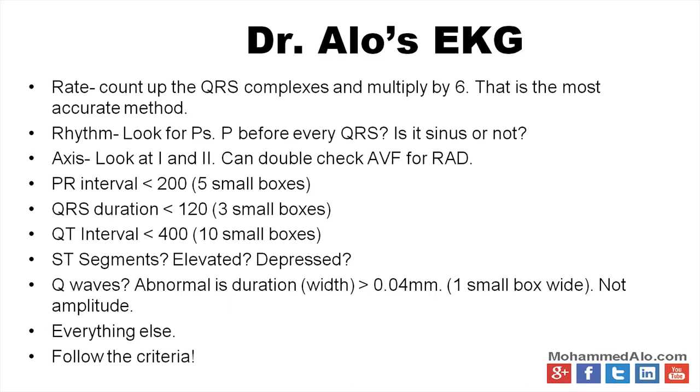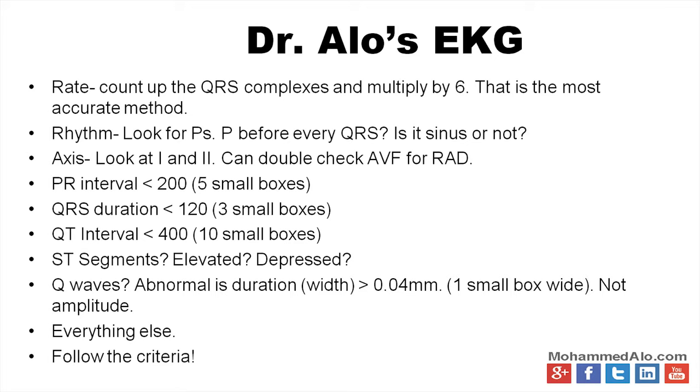You can also double check lead aVF for right axis deviation. It's much more accurate for right axis deviation. However, 1 and 2 are by far the most important for left axis deviation, and the most common deviation is left axis. So just use 1 and 2. If you have 1 up, 2 down, and 3 down, then you have left anterior fascicular block. It's a quick shortcut to figure that out.